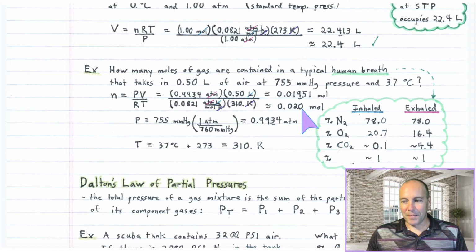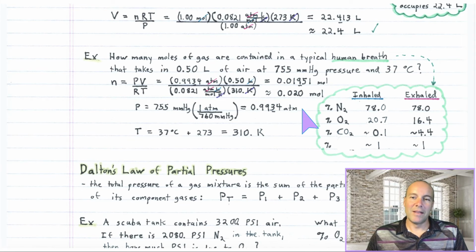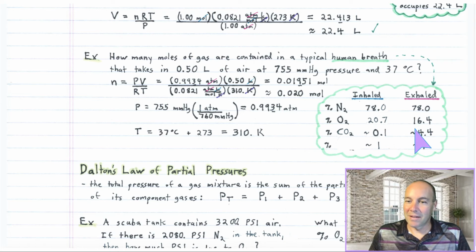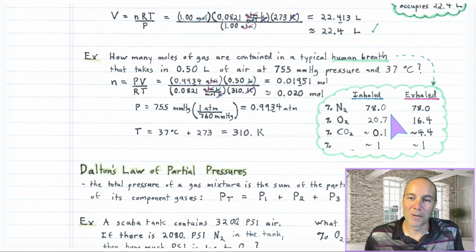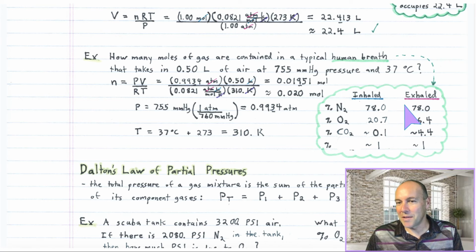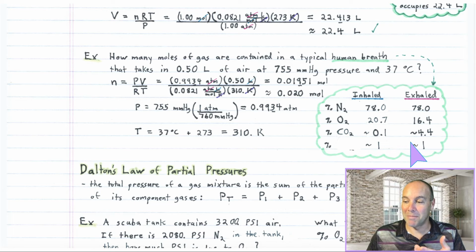By the way, the air that you breathe in is mostly nitrogen and oxygen with a little teeny bit of CO2 and maybe trace amounts of other gases. And the air that you breathe out is a little bit different. Some of that oxygen has now been converted into carbon dioxide through the chemistry of your body. So the air that you breathe in might not be the exact same as the air that you breathe out, but at least we know how many moles it is. You're taking in 0.020 moles and you're exhaling 0.020 moles.